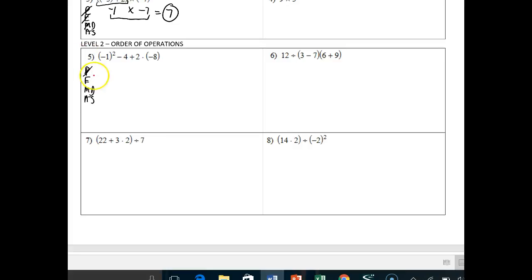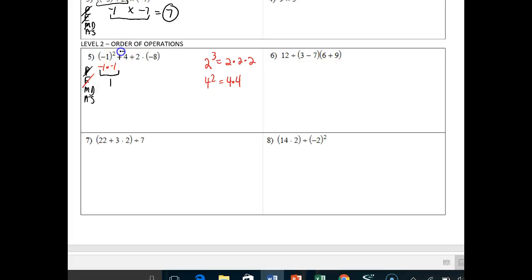What does an exponent mean? This negative 1 means negative 1 times negative 1. That does not mean negative 1 times 2. So for instance, 2 to the third means 2 times 2 times 2, not 2 times 3. 4 to the second means 4 times 4, not 4 times 2, okay? So this negative 1 times negative 1 actually is an exponent, so I'm doing that. And out of that, I just get positive 1, because what's negative 1 times negative 1? A positive 1.